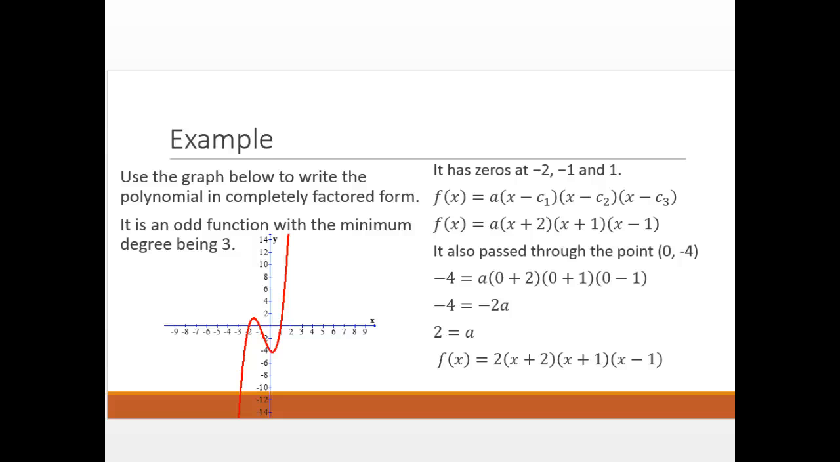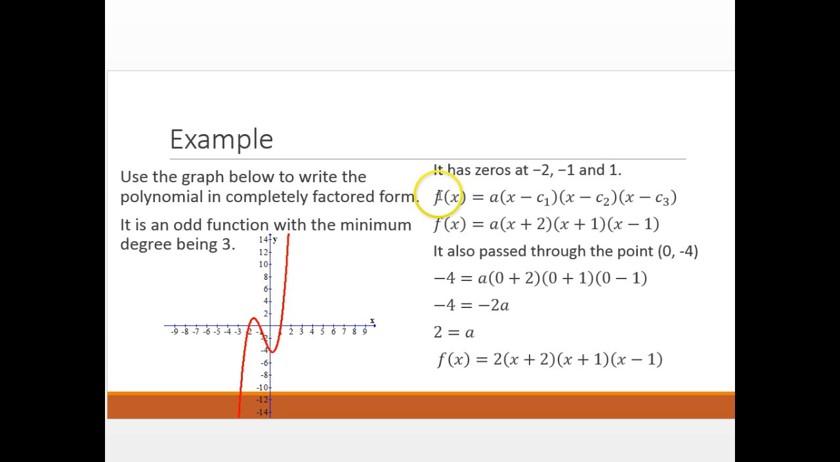Let's look at another example. It says use the graph below to write the polynomial in completely factored form. We know it's an odd function because the end behaviors are opposite. And we know there's 3 zeros, so we know it's at least degree 3. It has zeros at negative 1, negative 2, and 1 based on the graph.